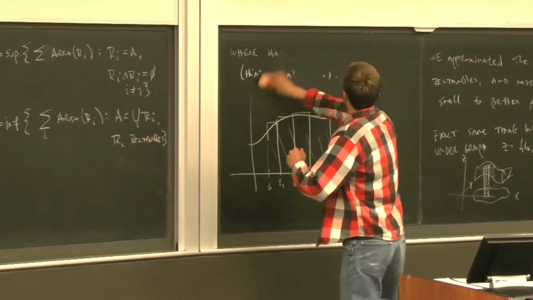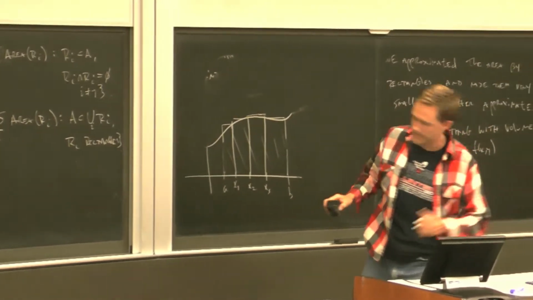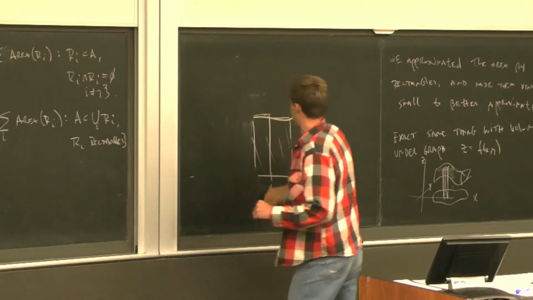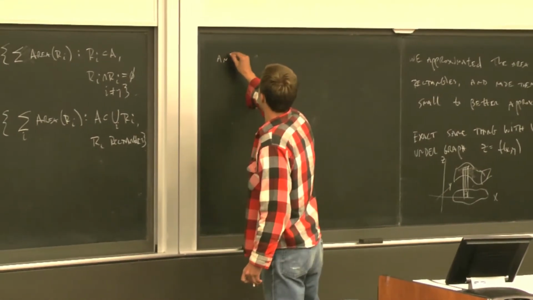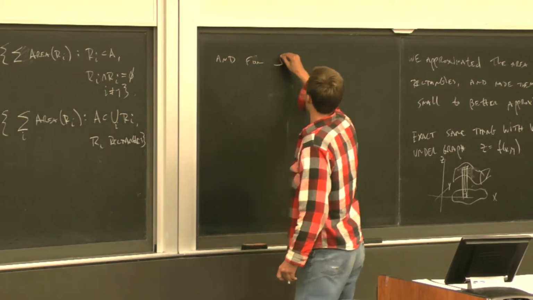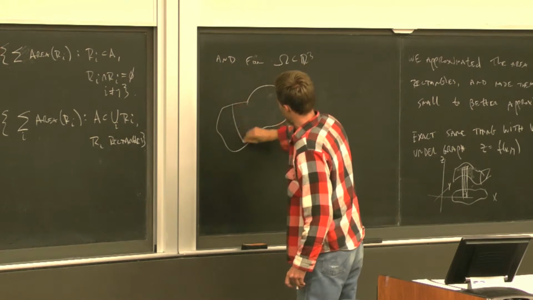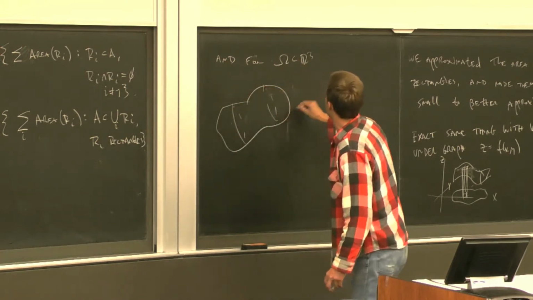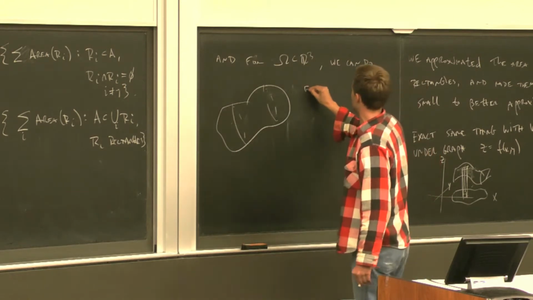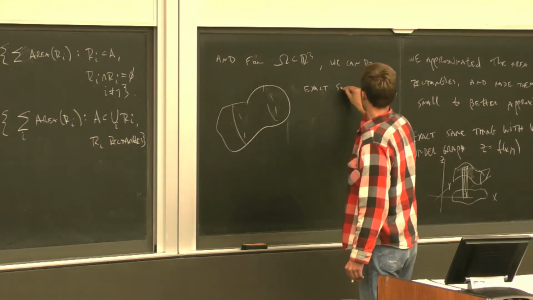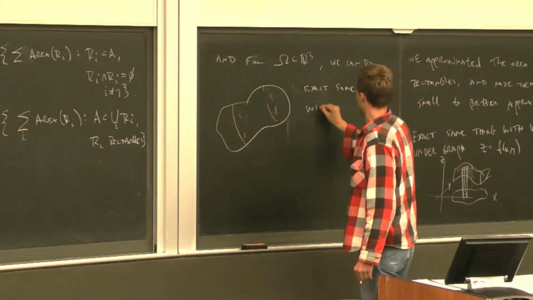So what's the next thing I want to say? In the exact same way, for omega a subset of R3, so here's my weird looking set in R3, we can do the exact same thing with cubes.